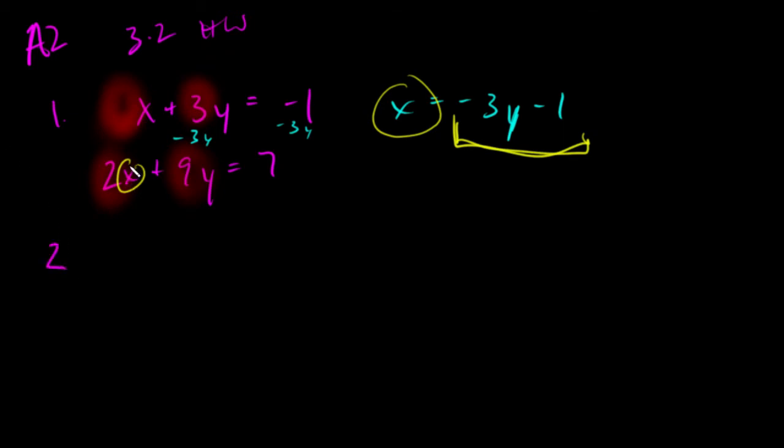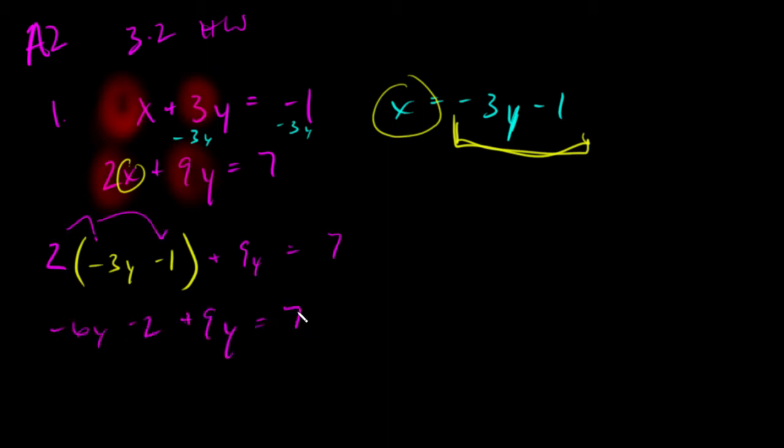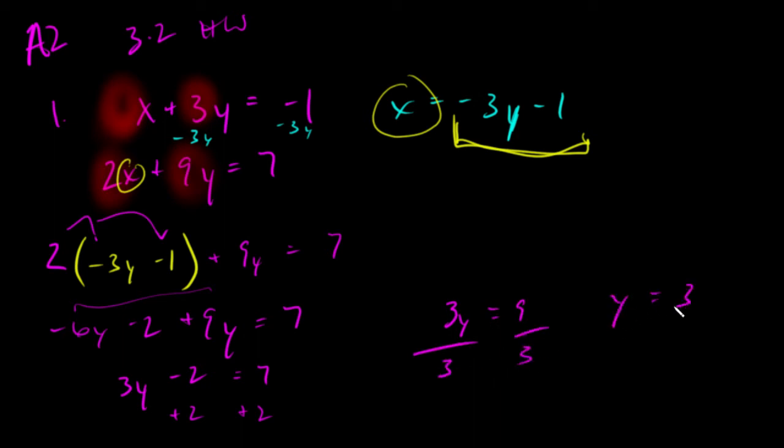And that's exactly how you solve this problem. Instead of writing x here in this other equation, you write negative 3y minus 1. And then you write the rest of the equation, plus 9y equals 7. And then you solve this for y. So you distribute the 2 in. Combine like terms, your negative 6y and your 9y make 3y minus 2. That doesn't go anywhere. Now you add the 2 to both sides. Now you divide by 3. Now we know what y equals.